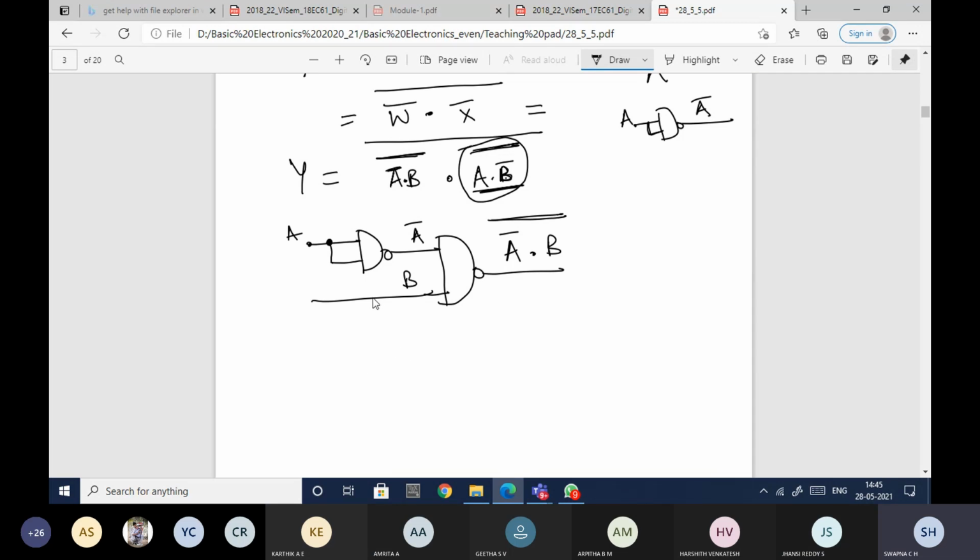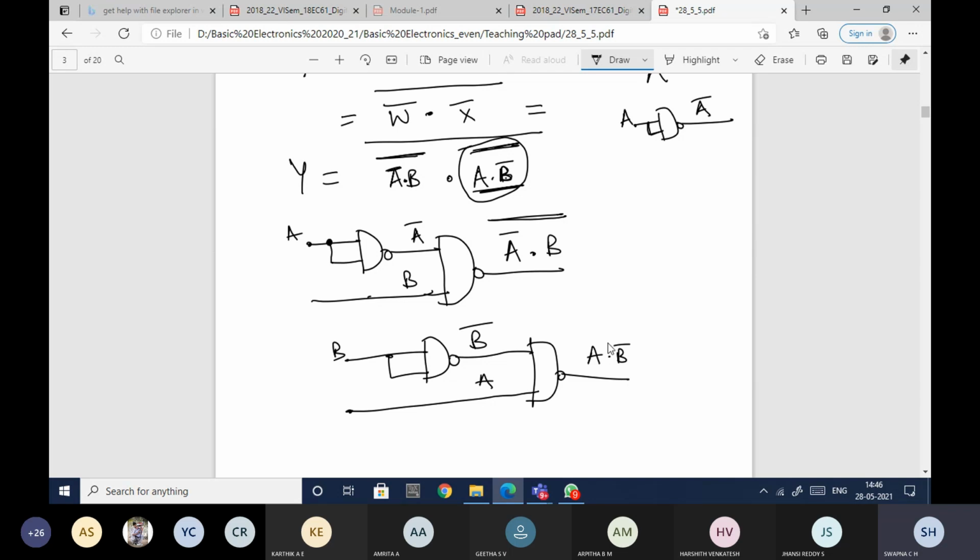B bar, B I have, okay, B bar. I need to get B bar, so I'll give it to the NAND gate so that I'll get B bar. Then B bar and A should be given to a NAND gate so that my output here will be equal to A dot B bar whole bar. So I have implemented this term and I have implemented this term.